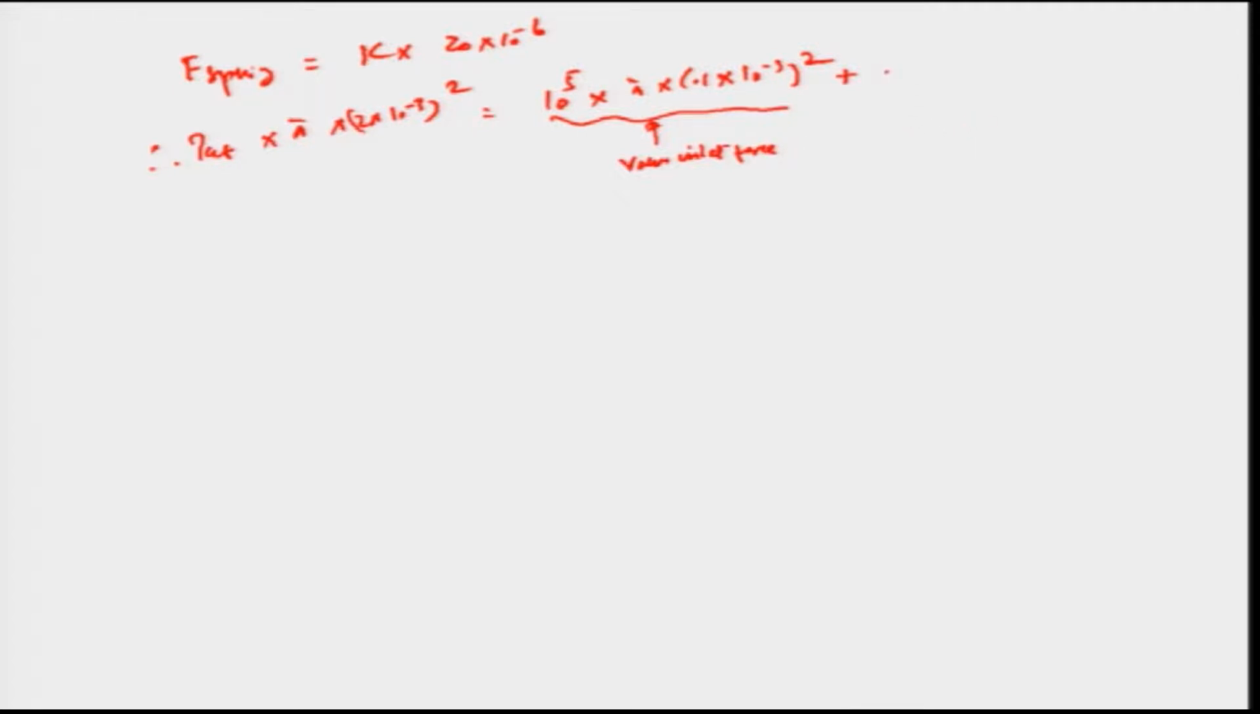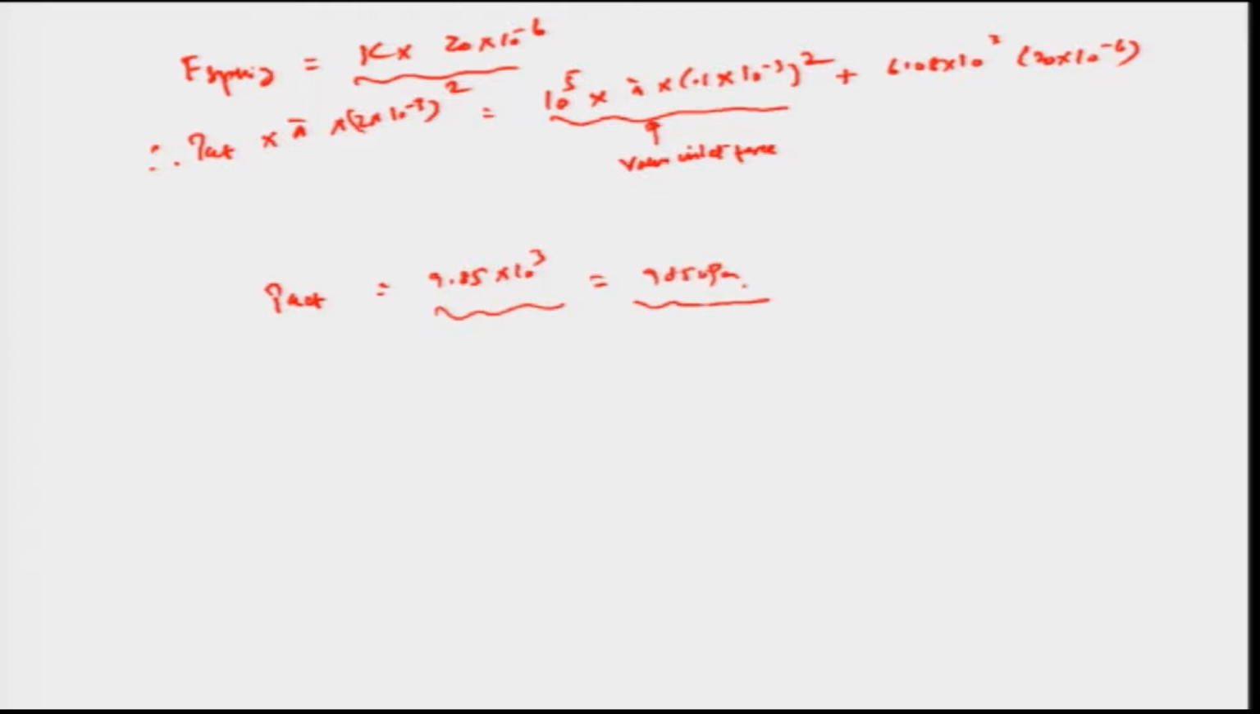So, this plus the spring force, which is in this case 6.08 × 10^3 times the total movement that has happened, which is 20 microns. In this case, if I calculate the actuation pressure, it comes out to be 9.85 × 10^3, that is about 9850 pascals. So, it is very clear that actuation demands a lot more energy in this particular case than equilibrium and closure.